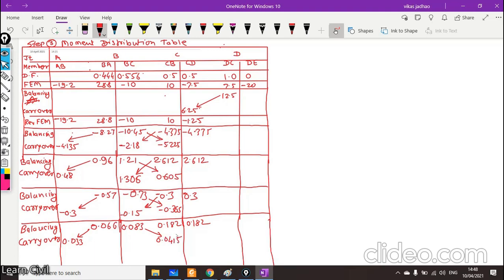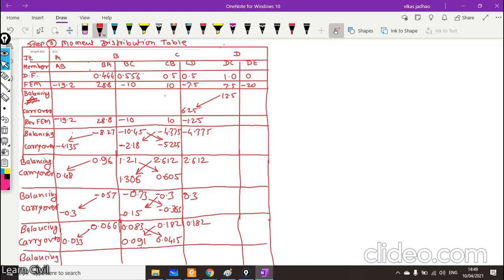Okay, just a minute, I'll calculate this. So 0.083 into, so it will be 0.0415. Okay, and half of this moment will be transferred here, and it will be 0.091. Okay, next again go for balancing of moment.